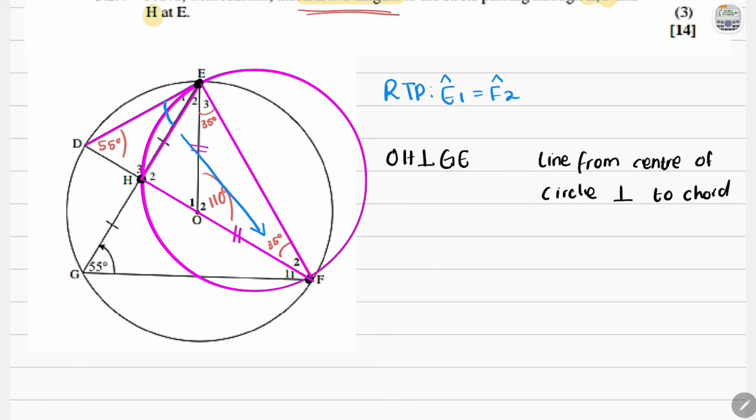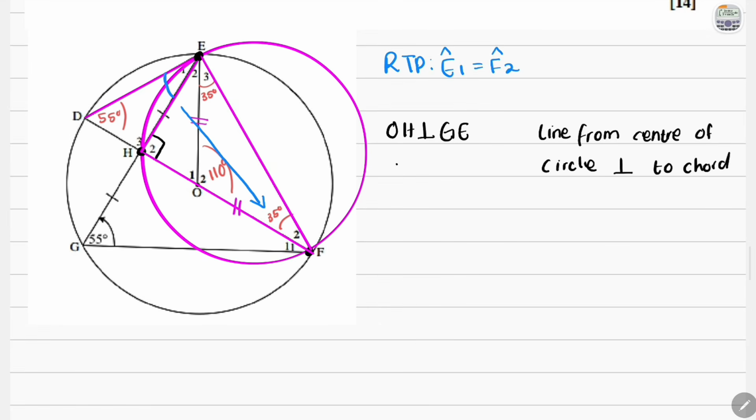I don't want to say "line from center of the circle" and just end there, because then you're not actually saying the full theorem or really the main part. This is not the case of a line from the center of the circle perpendicular to the chord. No, it's from the center of the circle to the midpoint of the chord. So it's therefore perpendicular to the chord. And so because of that, we know now that angle H2 is equal to 90 degrees.